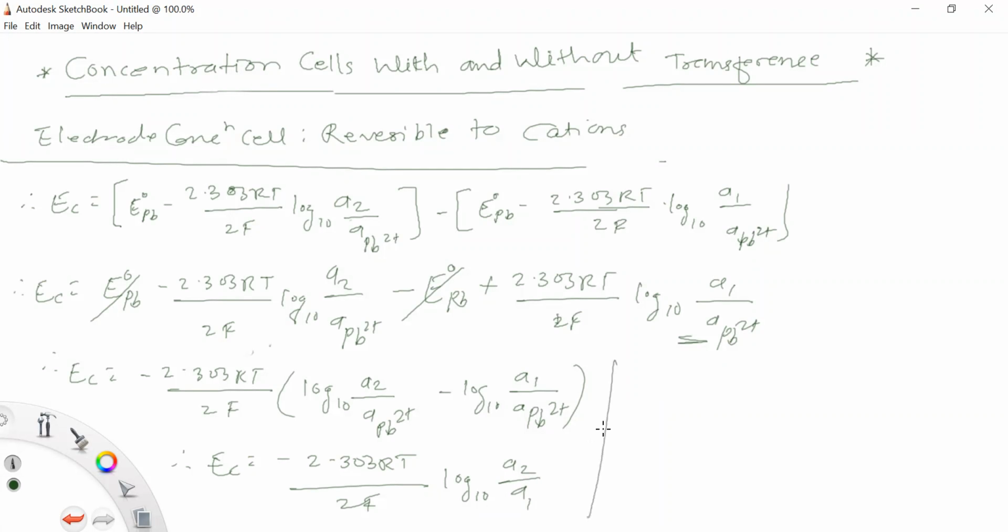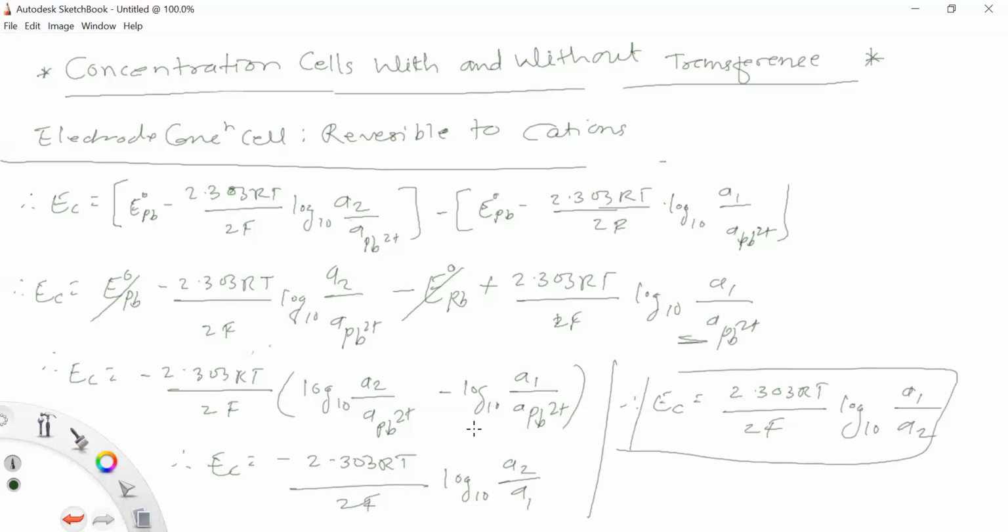So this is the final equation for this one, and just the sign conventions. EC is equals to, आता मायनस साइन जर काढला तर इथं 2.303 RT upon 2F log of to the base 10. So तो मायनस साइन काढला म्हणून A1 upon A2. So this is the combined EMF expression or EMF equation for the electrode concentration cell when it is reversible to cation. का बरं आपण इथे बघतोय की हा cation कडे reversible होतोय. So therefore it is reversible to cations.